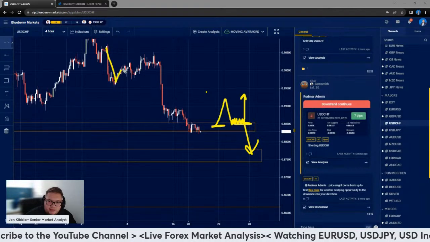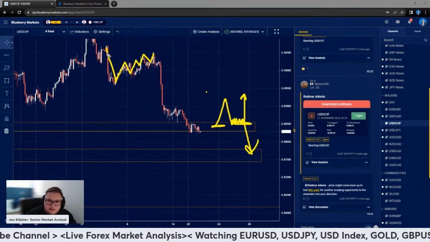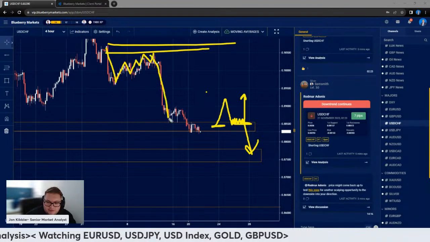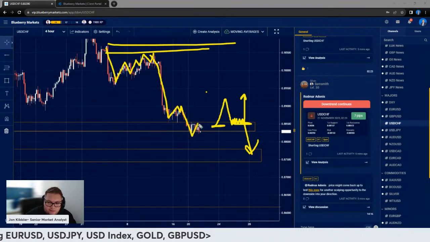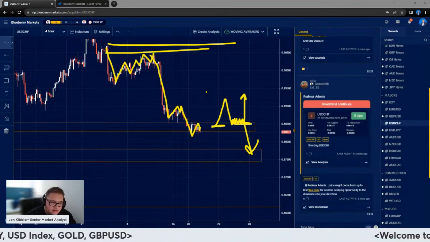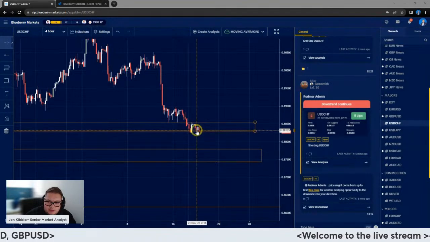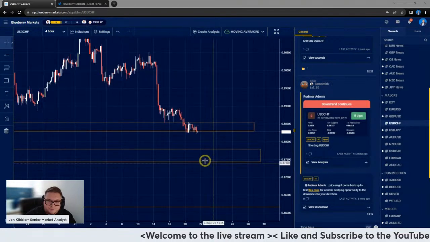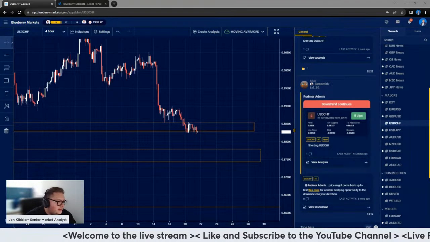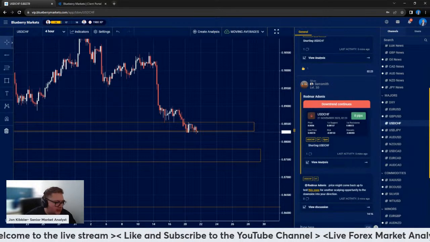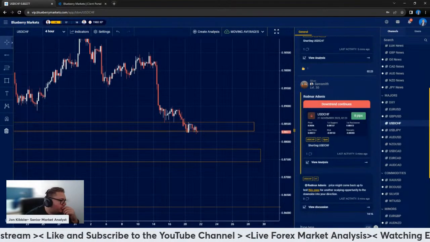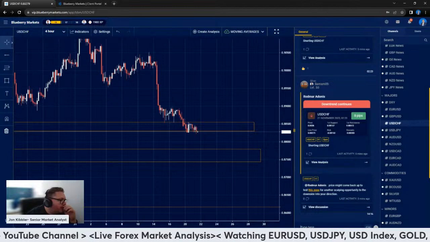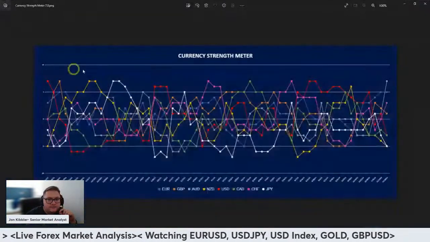I can see aggressive selling coming in. Price makes its way back up to the level where the sellers entered the market. Aggressive selling again. Buyers have really failed to step in at this point. So for me, dollar Swiss is probably one that's looking a bit more vulnerable to a push to the downside. Let's actually bring in the currency strength meter. Let me just bring that up. Here we go.